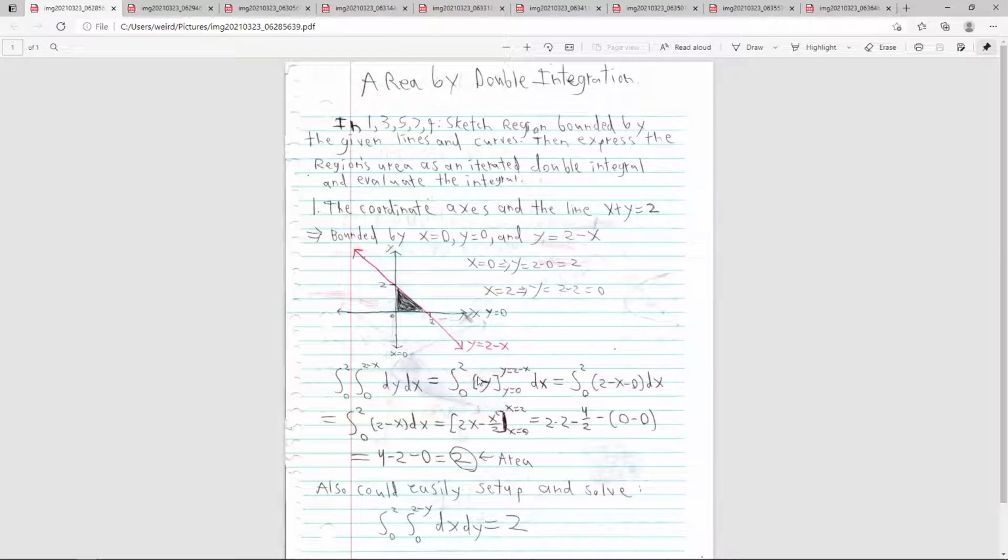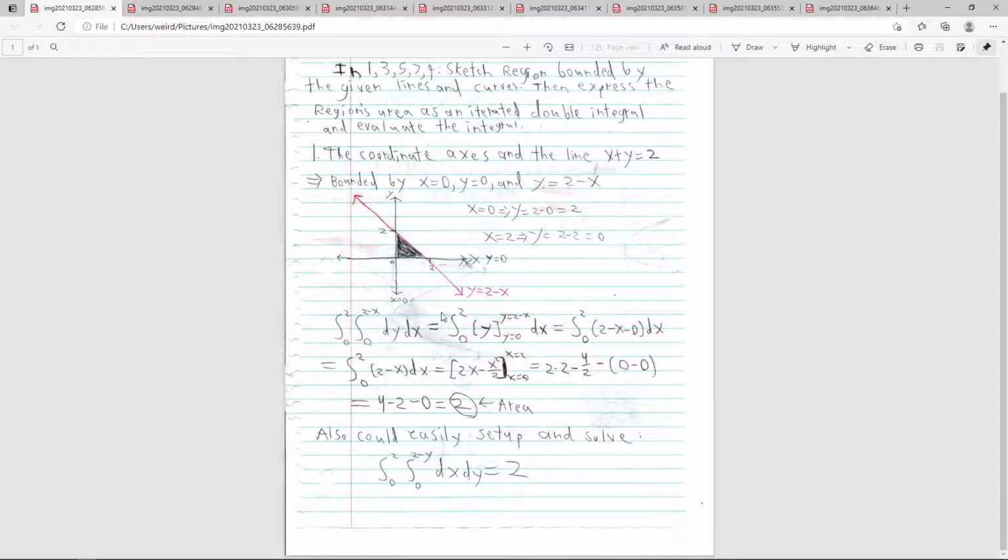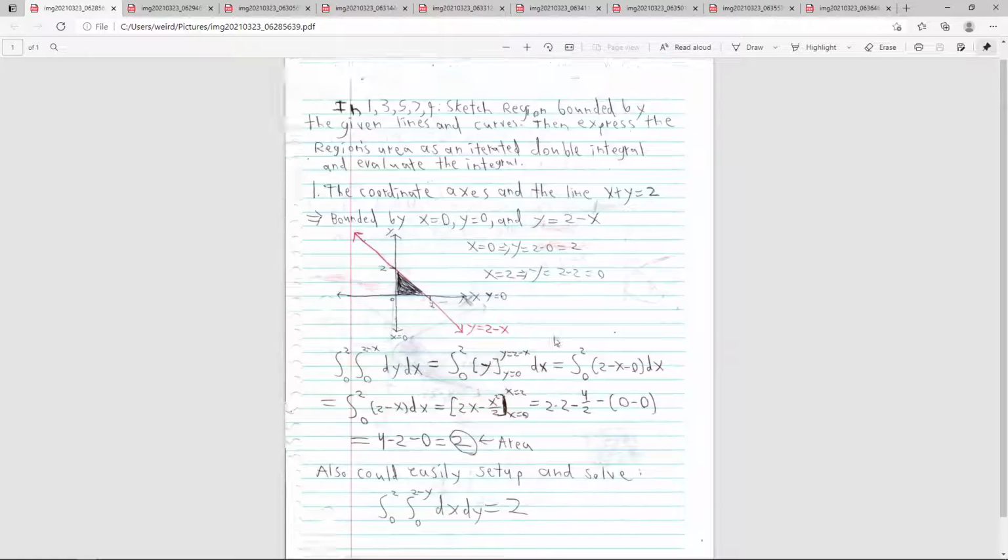I did the integral in a different color just to separate it, but that's the integral. You can do this another way too, as I'll show real quick. You could solve this one and get the same thing, and you get 2 in the end as your answer for area. I guess you could say 2 square units, but whatever. It's 2.